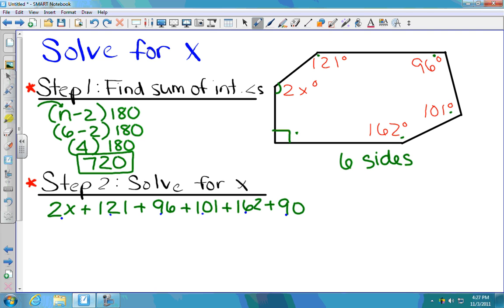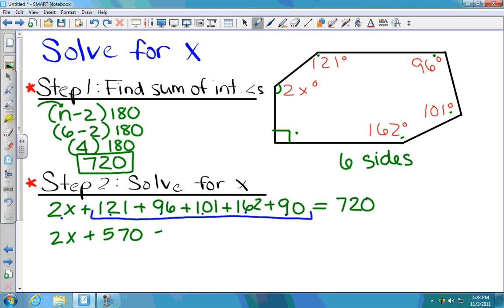And we just figured out that all of this, when I add it up, is equal to 720 degrees. So that's what I'm going to set it equal to. My first step is to combine my like terms, so all of the numbers that don't have an x next to them, which are all of these. So what I'm left with is 2x by itself, because there's no x's to combine that with. But when I combine all of the others, I have 570. So 2x plus 570 is still equal to 720.